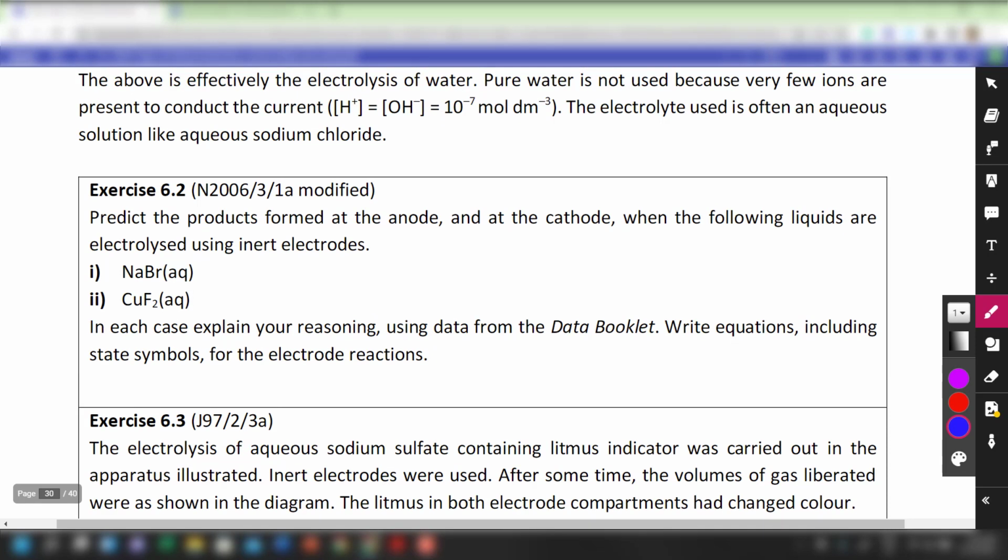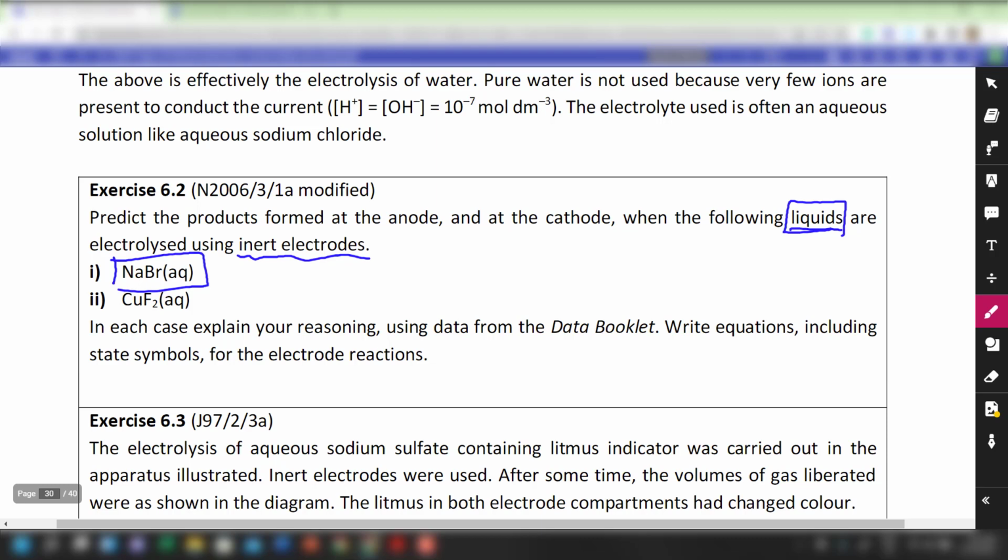We are required to predict the products formed at the anodes and at the cathodes when the following liquids, so the keyword here is liquids, are electrolyzed using inert electrodes. Inert electrodes means that the electrodes are not being oxidized or reduced at the respective electrodes. So we have aqueous sodium bromide.